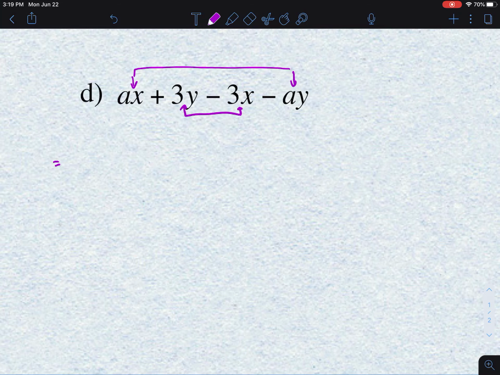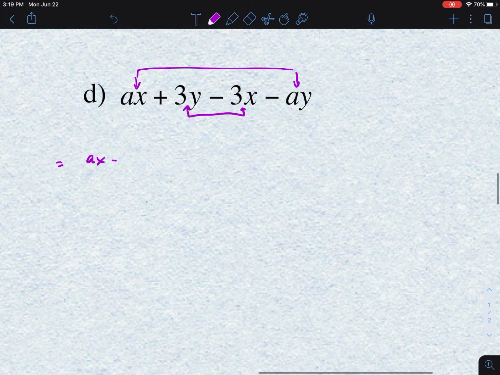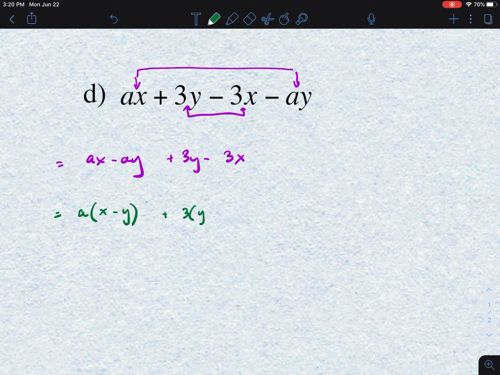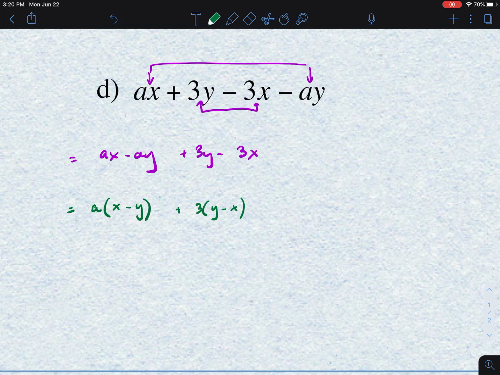Okay, so if we group the ax and ay and then 3y and 3x, let's see. We have an a as GCF, so that becomes x minus y. And then over here we have a 3 as GCF, so that gives us y minus x. As I said earlier, if you're doing it correctly, when you get to this step you say, wait a minute, I got an x minus y and I have y minus x. Are those the same factors or different? Does it matter here? It turns out they do matter.